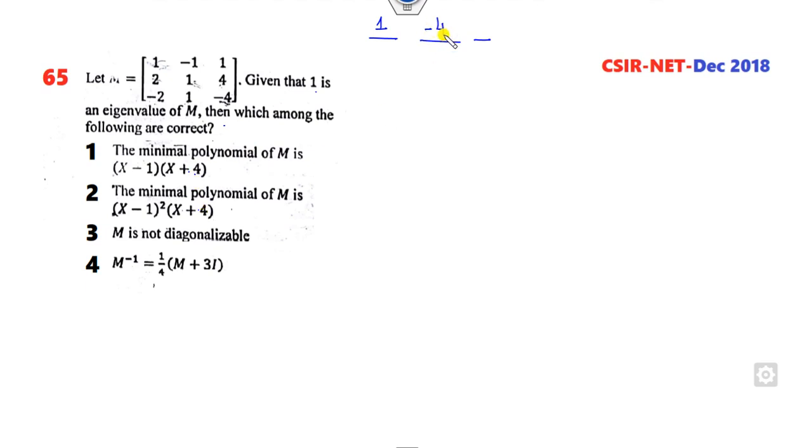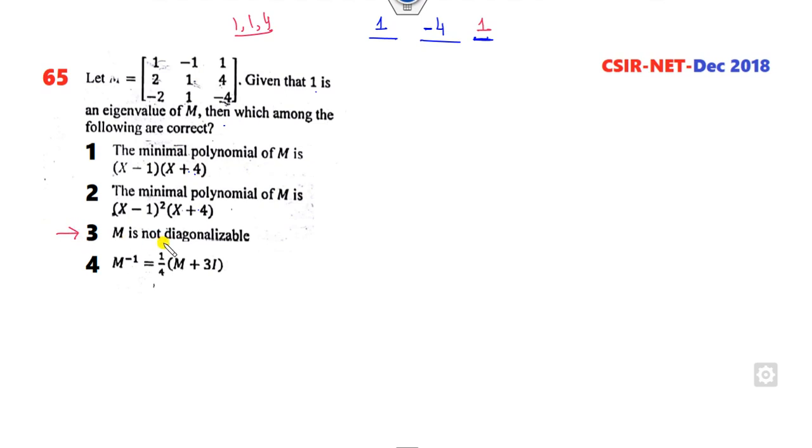One of the eigenvalues is minus 4 because it is a minimal polynomial. Minimal polynomial has the root of eigenvalue. How can you find the third eigenvalue? Because the sum of the diagonals is the sum of the eigenvalues, so it is 1. So it means eigenvalues are 1, 1 and minus 4.